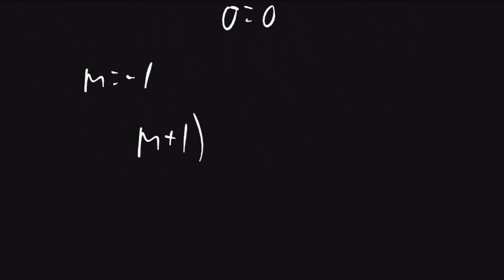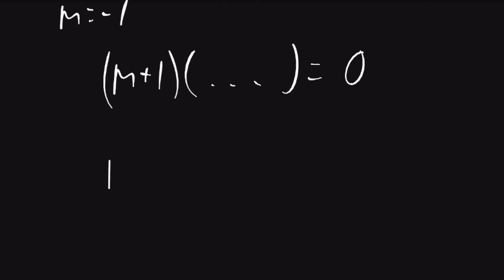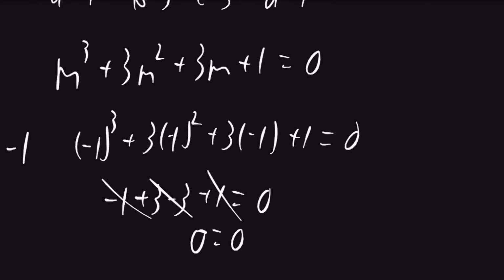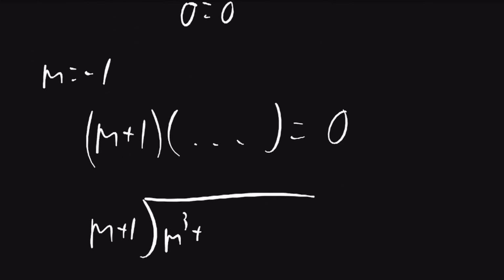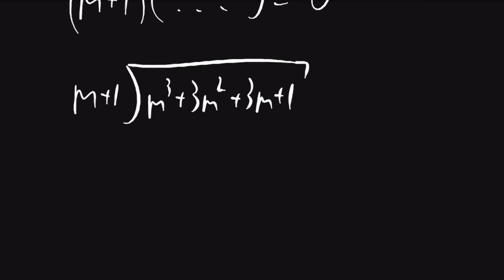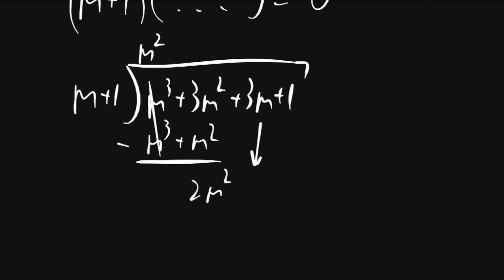So we know m plus 1 times some unknown is going to be equal to 0. To find the unknown, we can use long division. We can divide the original m expression, which was m cubed plus 3m squared plus 3m plus 1 by m plus 1. The first term is going to be m squared. We'll have m cubed plus m squared. We'll subtract those values. We'll get 2m squared, and bring those values down, plus 3m plus 1.